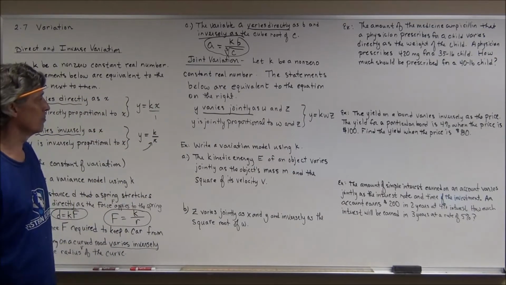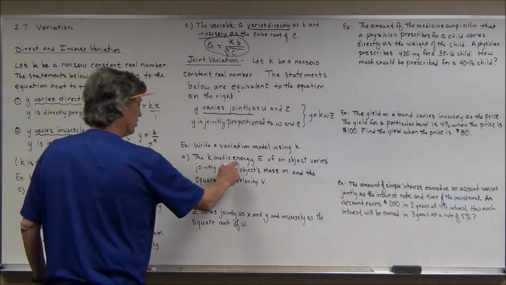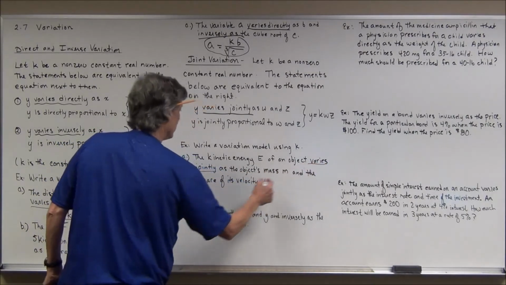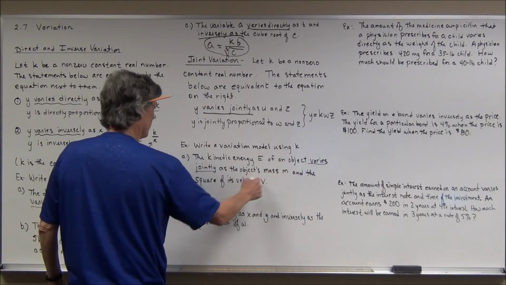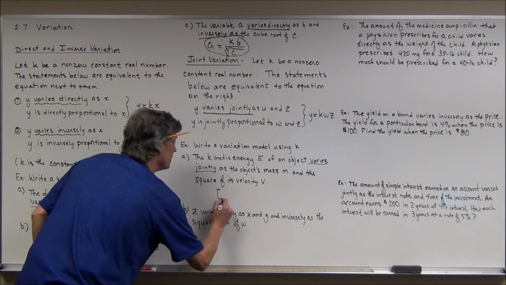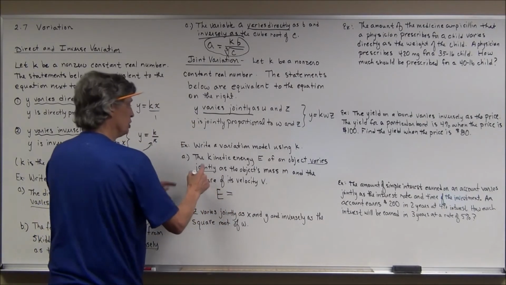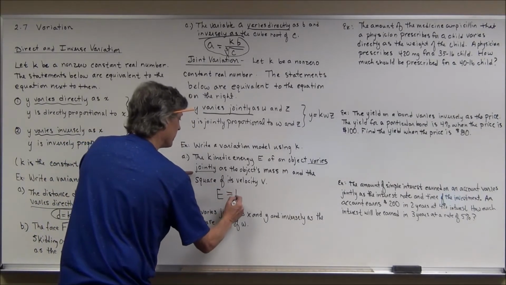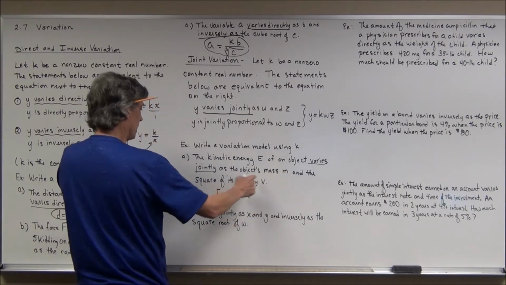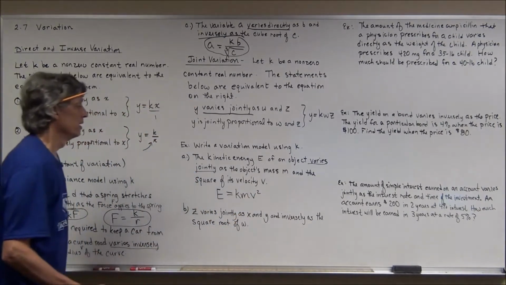Write a variation model, again using k as our constant of variation. The kinetic energy, E, of an object varies jointly as the object's mass m and the square of its velocity. Energy, the kinetic energy, varies jointly, so that would be k times the mass times, in this case, the square of the velocity. All right?